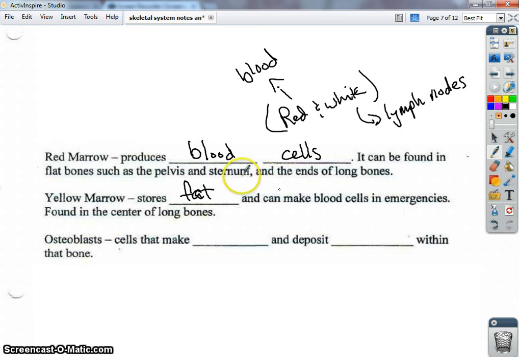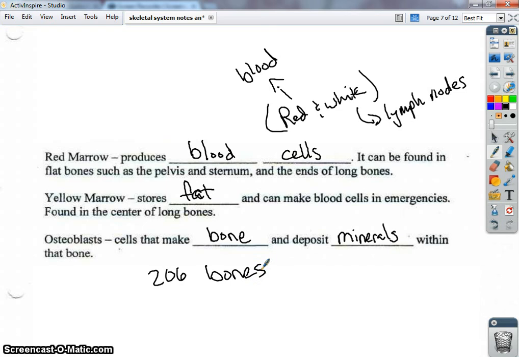And then finally, the osteoblasts. These are the actual cells responsible for making bone. And it also deposits minerals within the bones. Right? So these are all the main vocab terms that you'll need to know. We'll learn where all these parts are. You'll learn about all the different bones and the names of them. There's 206 bones in the human body. Okay, and you will have to know the names of quite a few of them.